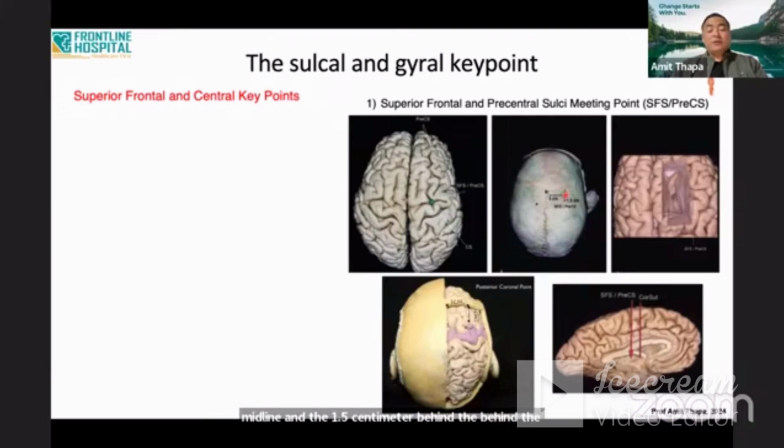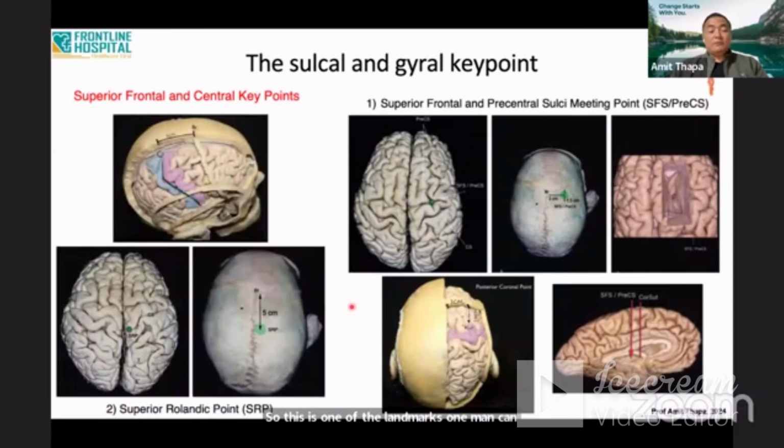And this point is important because it is lying over the body of the lateral ventricle, thalamus, and a little behind the foramen of Monro. So the coronal suture actually lies over the foramen of Monro in the coronal plane, but the superior frontal and precentral sulcus meeting point lies a little bit behind it. So this is one of the landmarks one can use to attack ventricular pathology from this part.